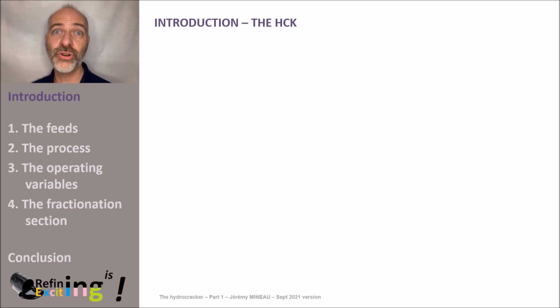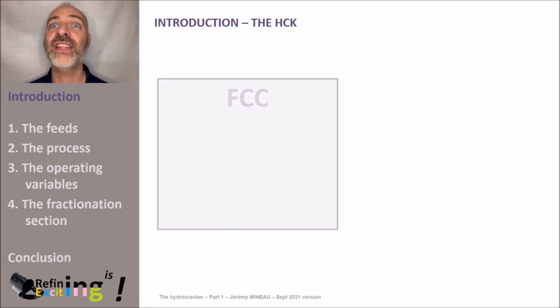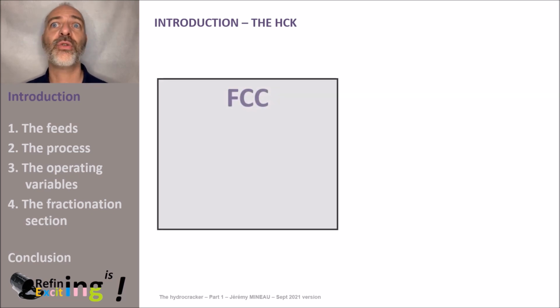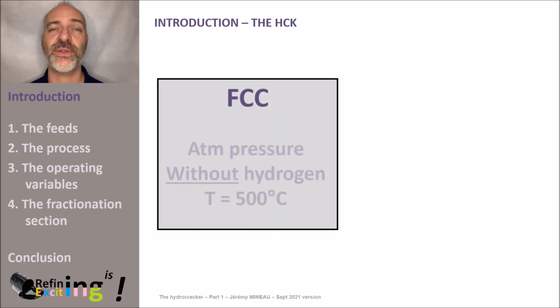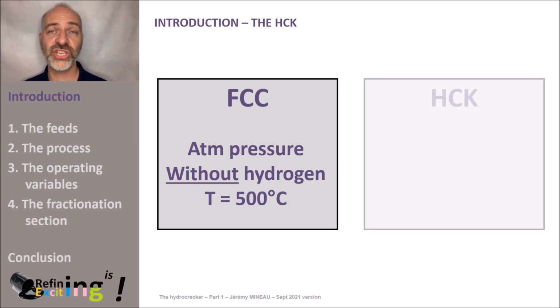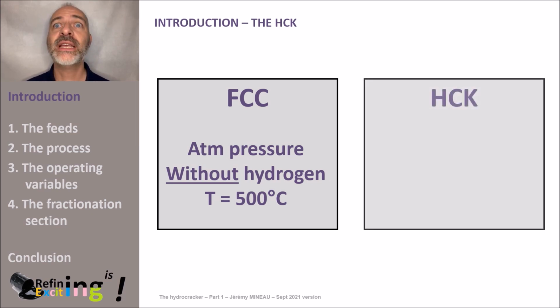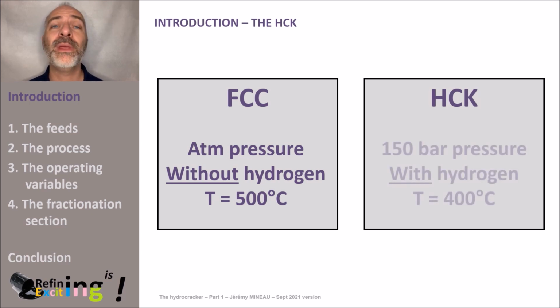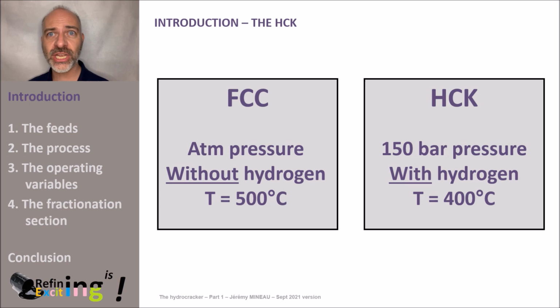As we saw in the MOOC dedicated to the FCC, in the catalytic cracking process, the reaction section is under atmospheric pressure without hydrogen and operates at around 500 degrees C. In a hydrocracker, the operating conditions are totally different, since the operating pressure will be between 150 and 200 bars, in the presence of hydrogen and at less severe operating temperatures, I mean about 400 degrees C.